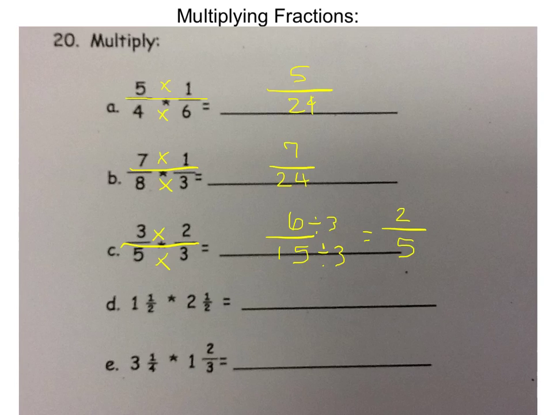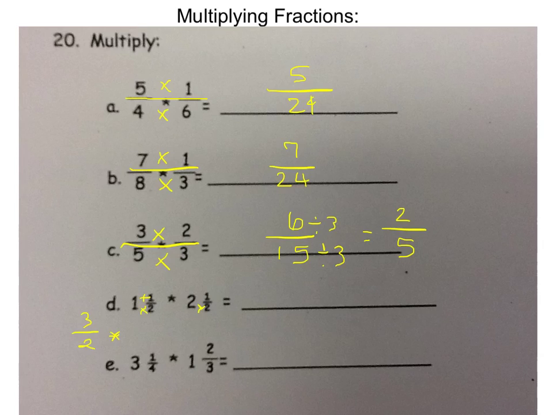For D, in order to multiply these, I need to turn them into improper fractions. They are currently mixed numbers. Again, the way I do this is I multiply the whole number by the denominator, because the whole, in this case, is out of 2. So 1 times 2 is 2, plus my remainder, which is 1. My fraction is 3 halves, multiplied by 2 times 2.